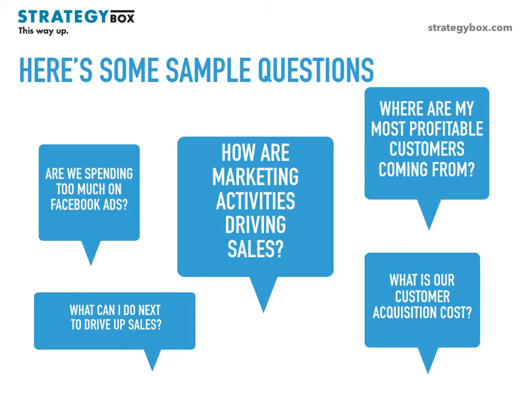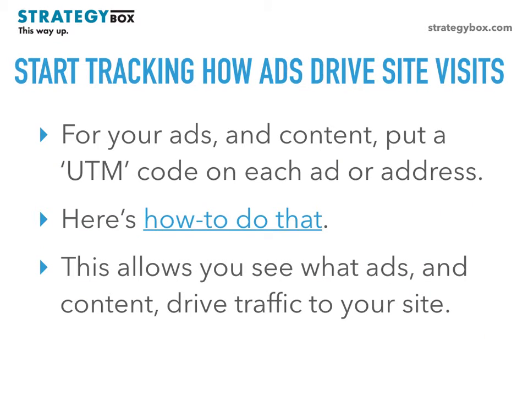So once you and your team are aligned around, hey, these are the questions that we want answered, the next step I would go to is, hey, start tracking how your ads and content drive visitors to your site. So for every ad and for every piece of content that you do, you can put what's known as a UTM code on each ad or content address. And what this allows Google Analytics to do is actually track a user and its interactions with your brand and your site and eventually a sale.